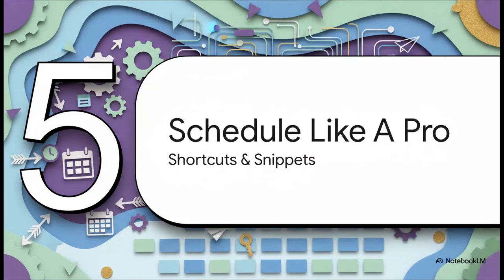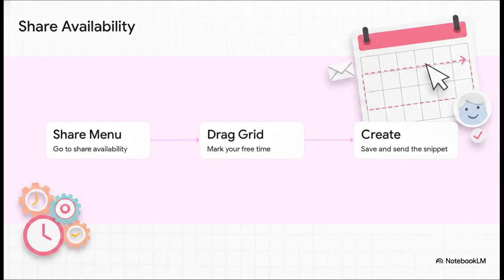Section 5. Scheduling like a pro. Subtitle: Shortcuts and Availability Snippets. Welcome to the VIP section, trainees. This is where I give you the advanced cheat codes. Remember how we canceled email ping pong earlier? Well, here is exactly how you execute it.